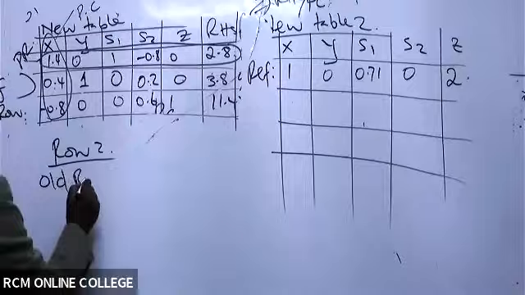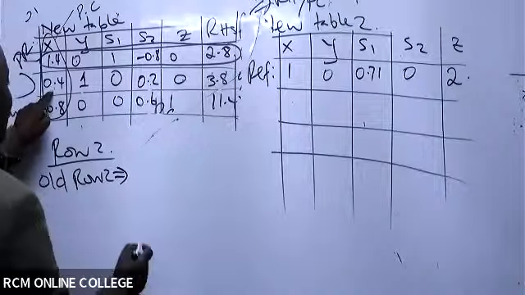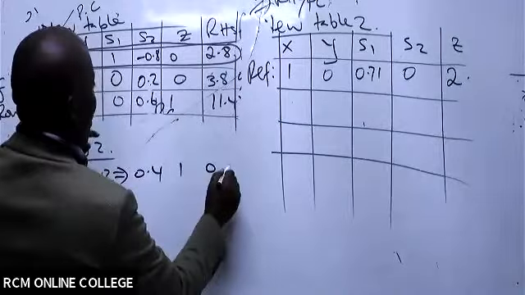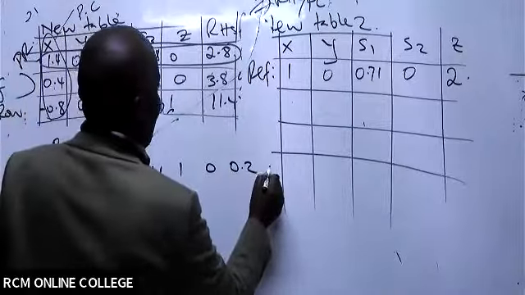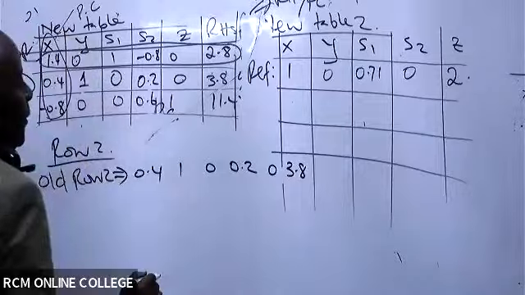So row 2, we have the old row 2. So old row 2, what do we have here? The old one is here. So we have 0.4, we have 1, we have 0, we have 0.2, 0, and then we have 3.8. Sorry for that, 3.8.